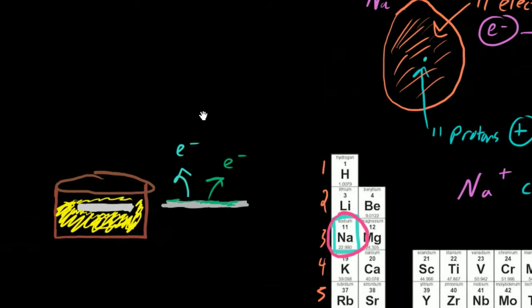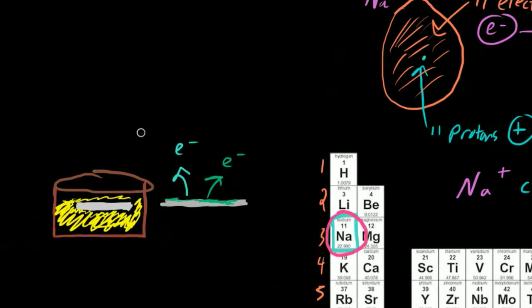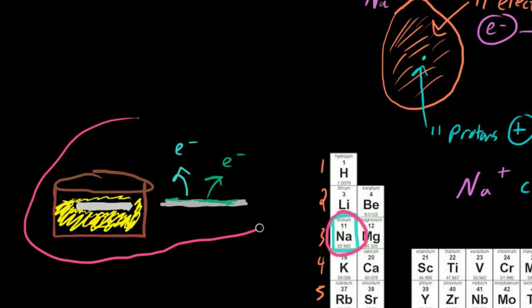But there is a far greater tendency. There is a far greater want in sodium. There is a far greater desire, I guess you could say, if atoms are able to desire something. There is a far greater tendency in sodium to not remain neutral. Sodium really wants to give away that electron.